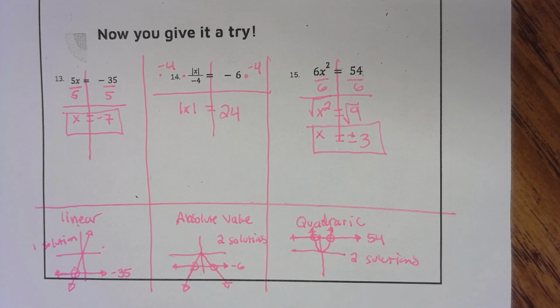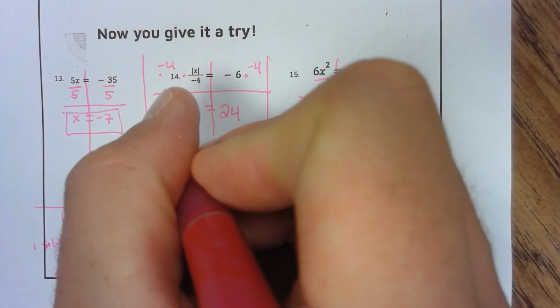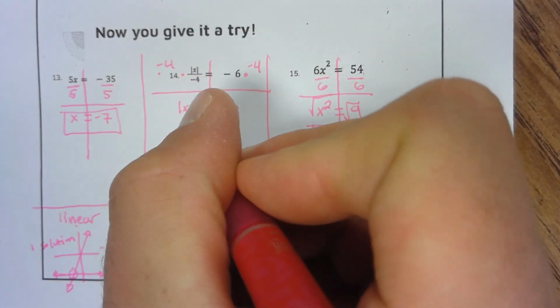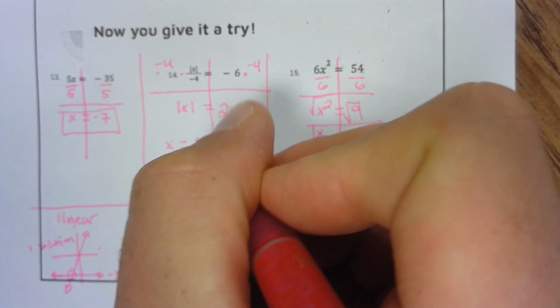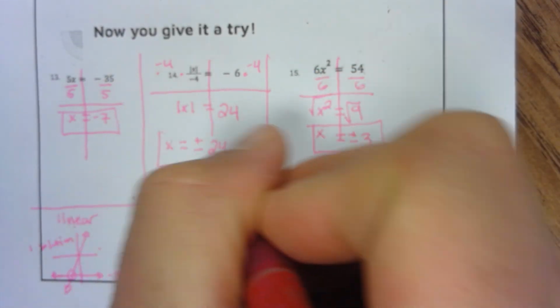I'm not done with the problem yet. This is not my answer. I'm not solving for the absolute value of x. Rather, I'm solving for just x. So we need to think about what two numbers I can take the absolute value of that'll give me 24. Brian, what are they? Just like quadratic, it's plus or minus that value we get.